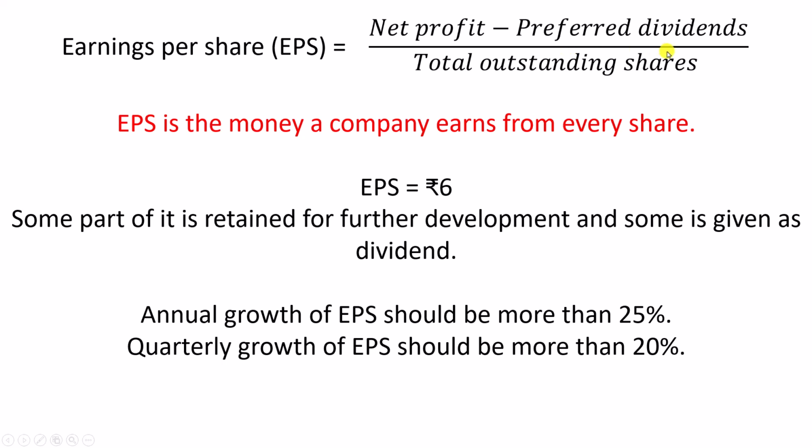Now, what are preferred dividends? I had made a video about preferred shares. So, if a company has preferred shares, then preferred dividends would be paid to them first. Okay, the fixed dividend would be paid to them first. So, net profit minus preferred dividend, divided by total outstanding shares, meaning how many shares the company has in total. When we substitute the values, we get EPS. All right. So let me take an example.